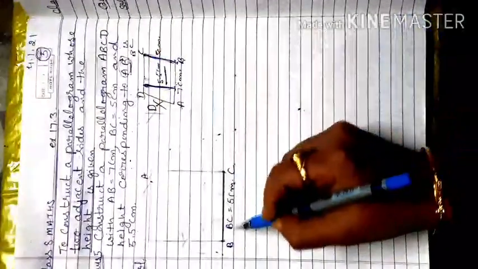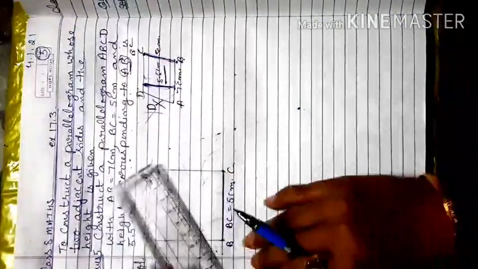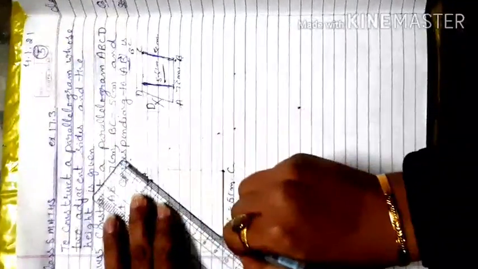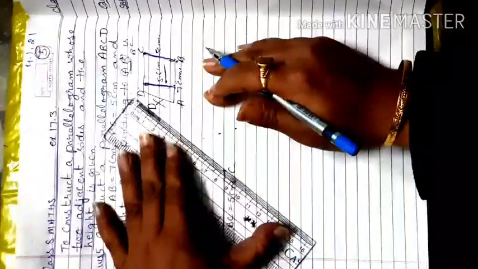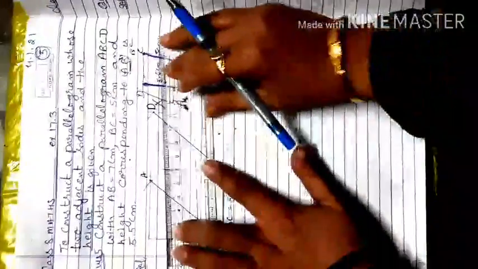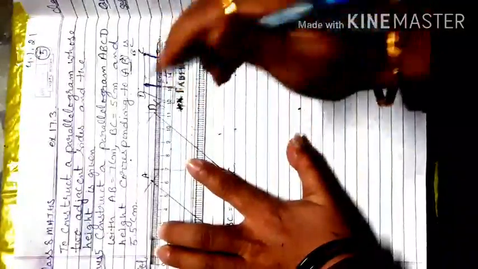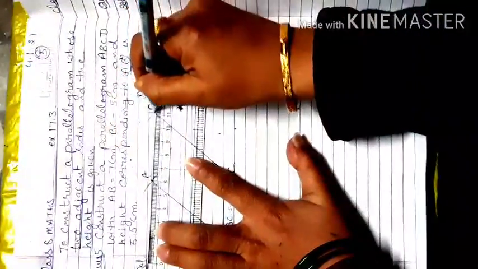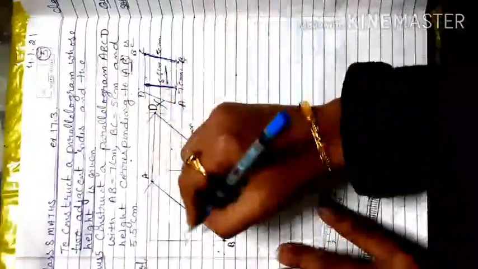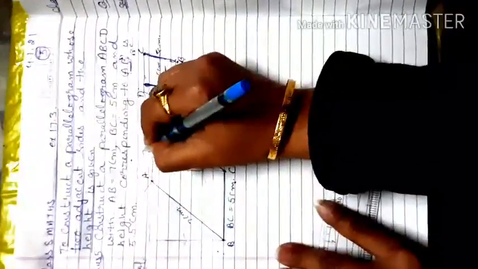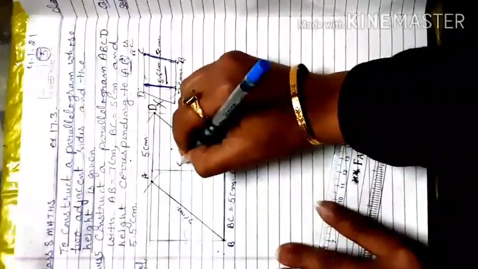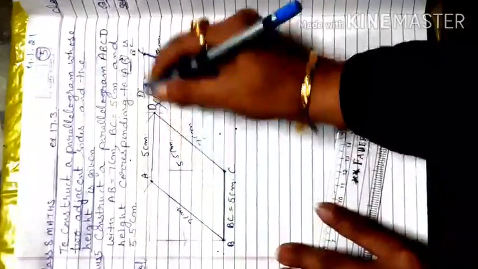Now I just join all these points: this is AB, this is CD, this is AD. So this is my required parallelogram. This is 7 centimeter, this is 7 centimeter, this is 5 centimeter, and the distance between these two parallel lines is 5.5 centimeter.